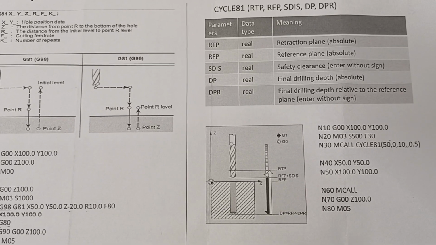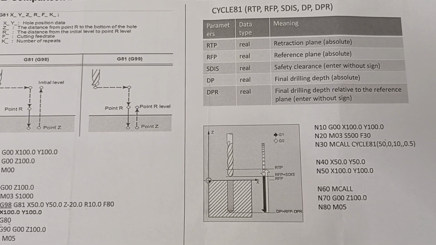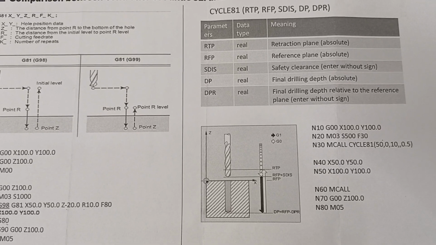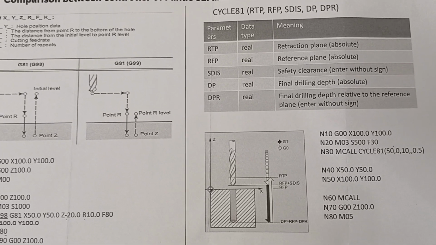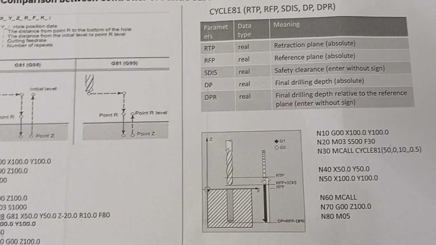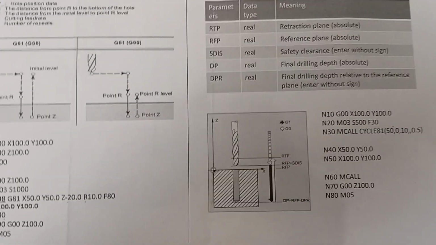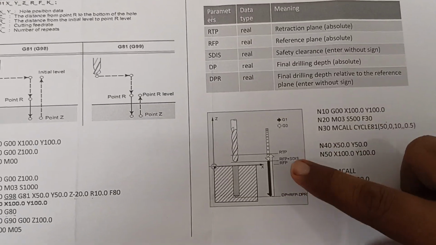In the same way, on the right side of the part, I have mentioned the G81 cycle and some of the parameters: RTP, RFP, SDIS, DP, and DPR. RTP is the retraction plane, absolute value. Here you can see the RTP.